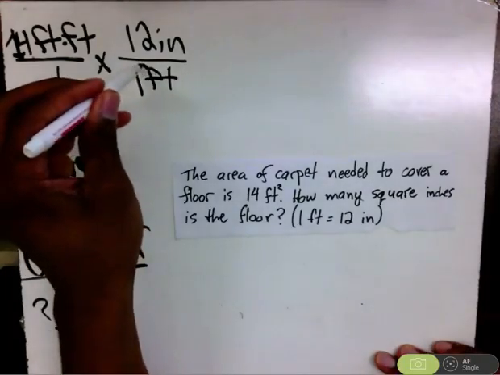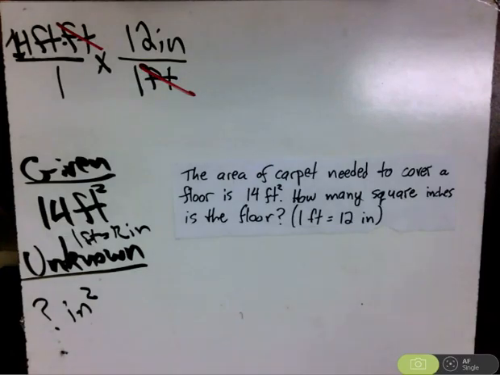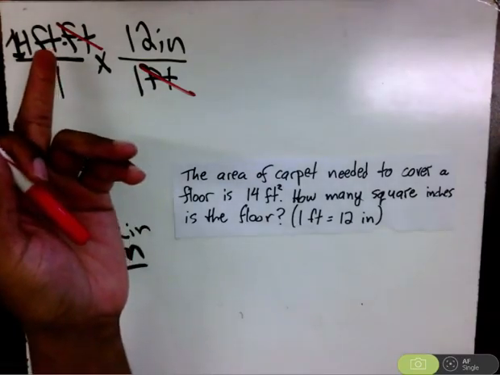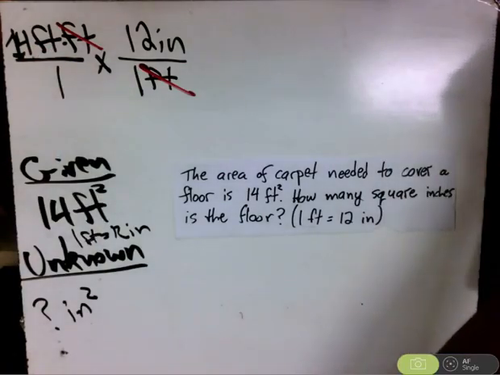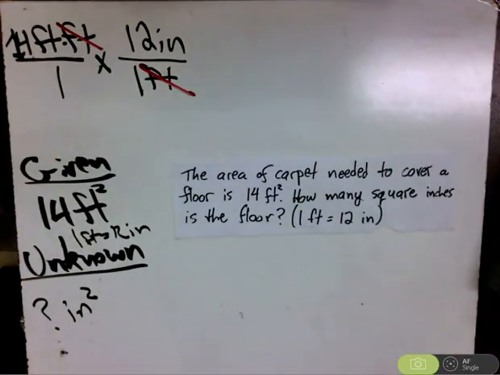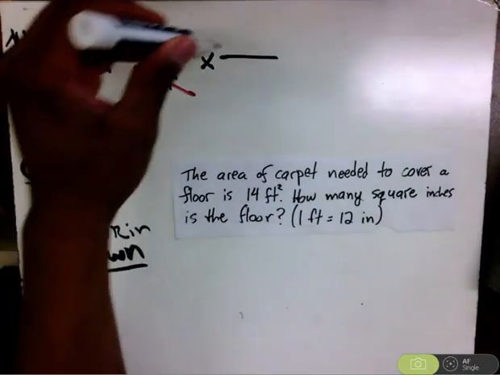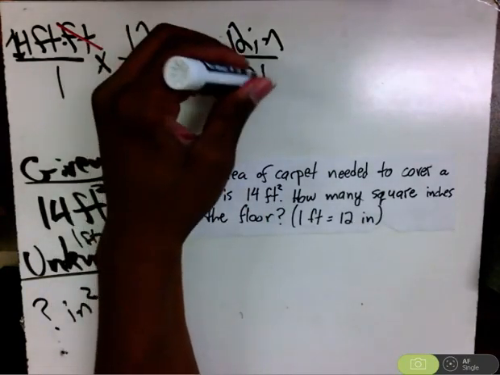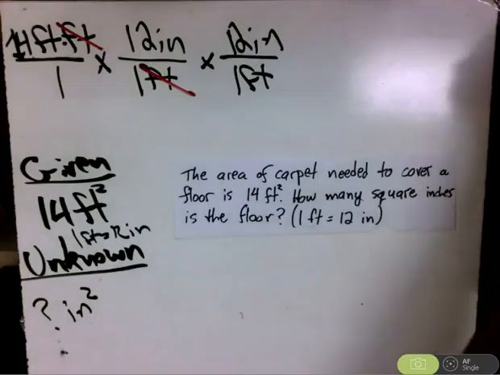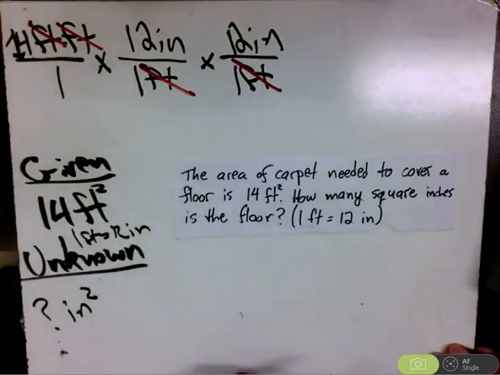So when I multiply by this conversion factor, this foot cancels out. But only one of these is going to cancel out. I still have a foot in the numerator over here. So how do I get rid of that? Well, we just multiply by that same conversion factor again. So 12 inches on top, 1 foot on the bottom. And now this foot is going to cancel out that foot. And now all my feet have canceled.